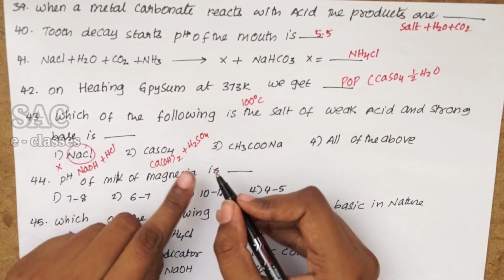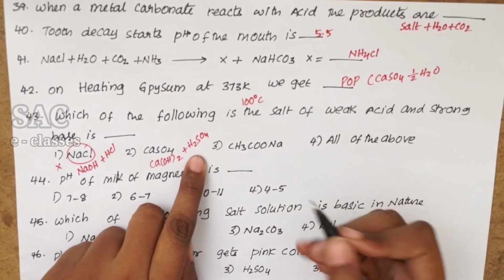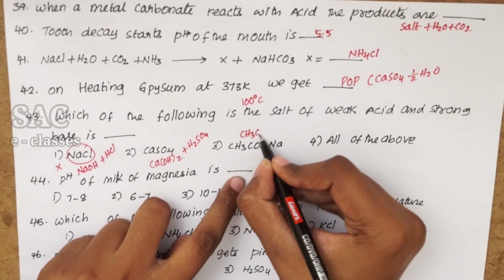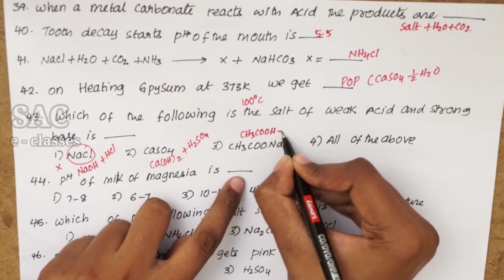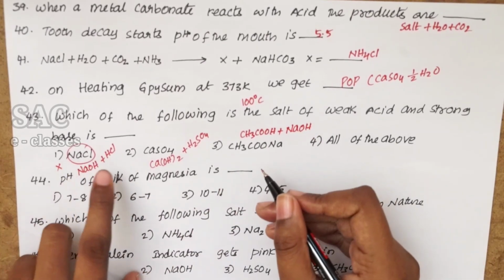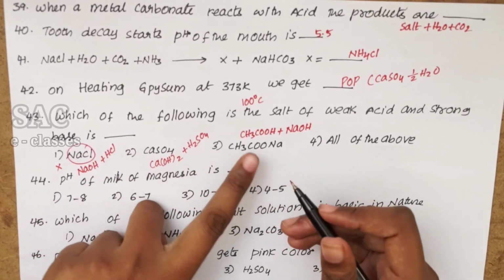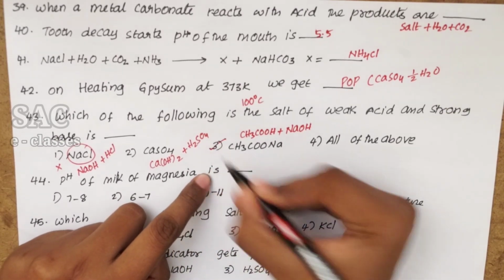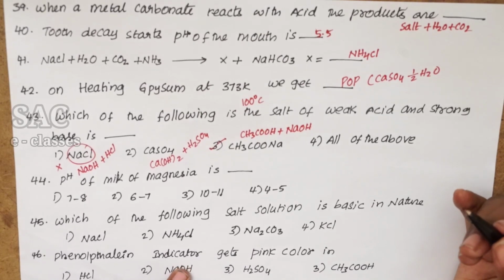Here also it is strong acid. Then CH3COONa is formed due to the action of CH3COOH, acetic acid, and NaOH. Yes, obviously, among HCl, H2SO4 and CH3COOH, the weak acid is acetic acid, so option 3 is correct.